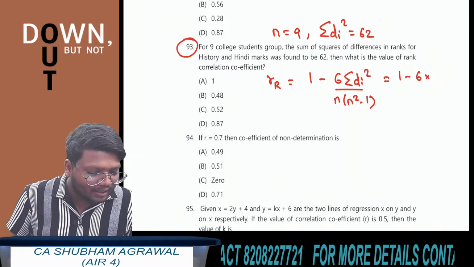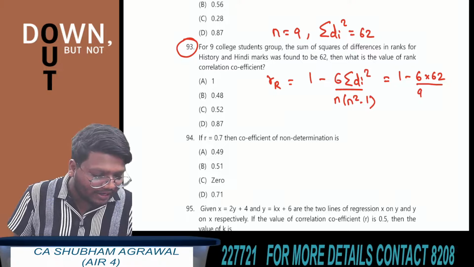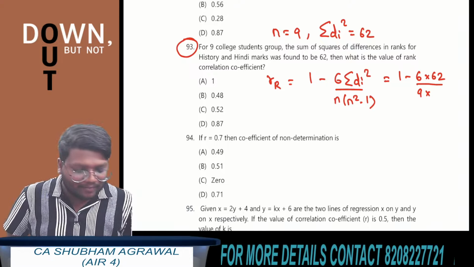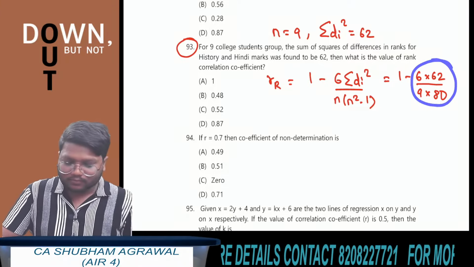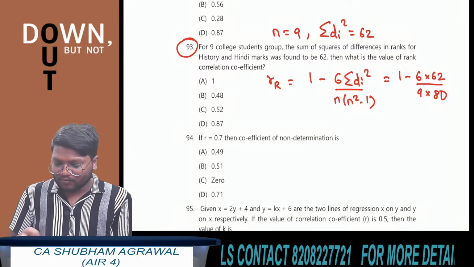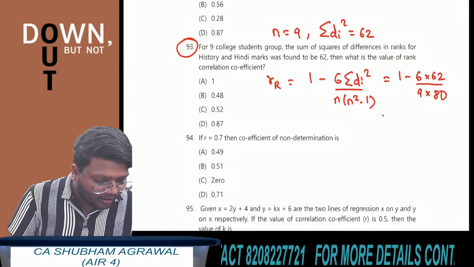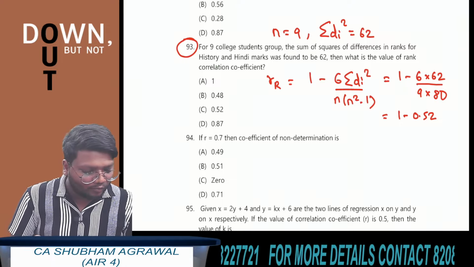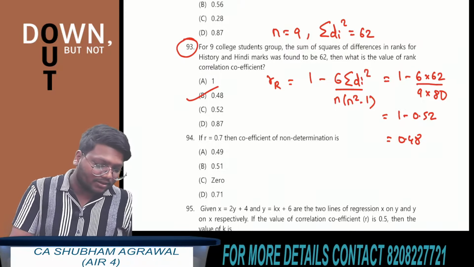1 minus 6 multiplied by summation of di square, which is 62, divided by n multiplied by n square minus 1. Here n is 9, so 9 multiplied by 9 square minus 1. 9 square is 81, 81 minus 1 is 80. Now find the value on the calculator: 6 multiplied by 62 divided by 9 divided by 80. You get 0.5166 something. Rounding off to 2 decimal places, this is 0.52. So 1 minus 0.52 is 0.48. Option B is the correct answer, 0.48.